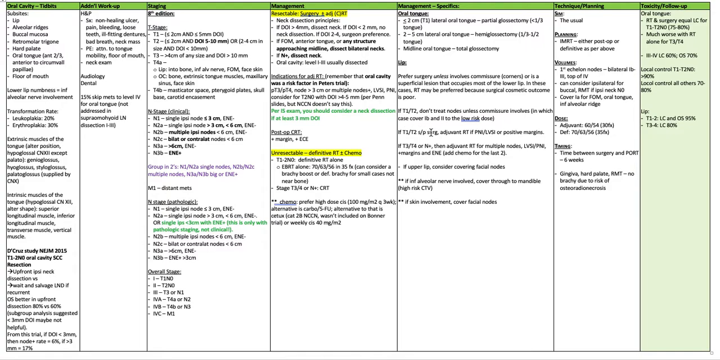If you have a T1 to T2 tumor after surgery, you deliver adjuvant radiation if there's perineural invasion, lymphovascular invasion, or positive margins. If you have a T3 or T4 tumor or a node-positive cancer, then you give adjuvant radiation for multiple nodes, LVSI or PNI, positive margins, and extranodal extension. You would add chemo for the last two.